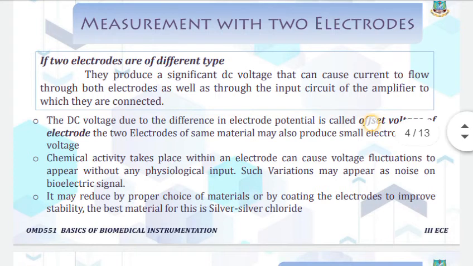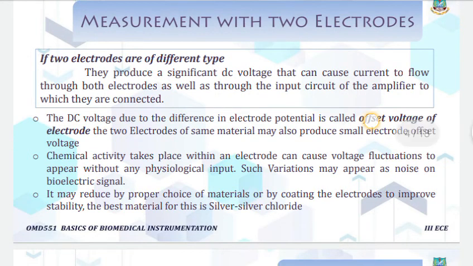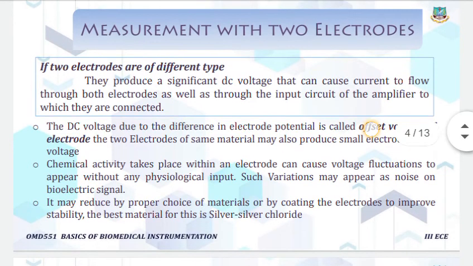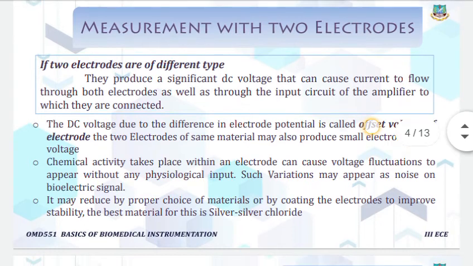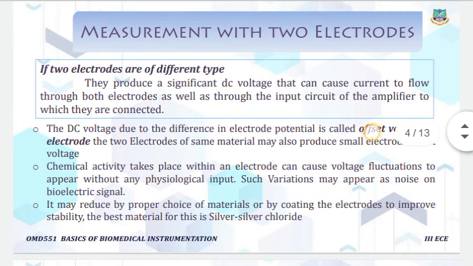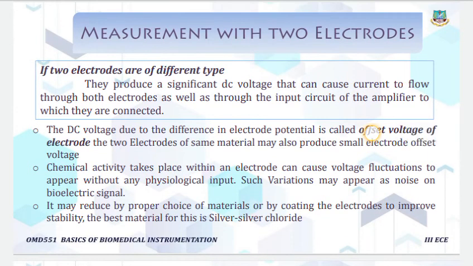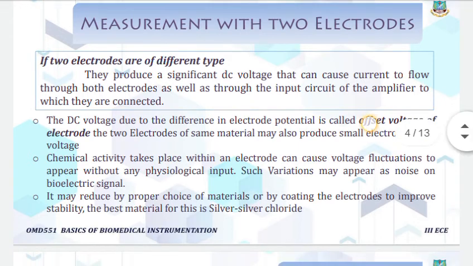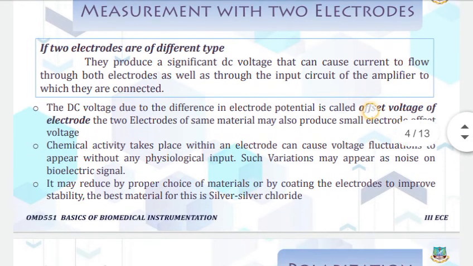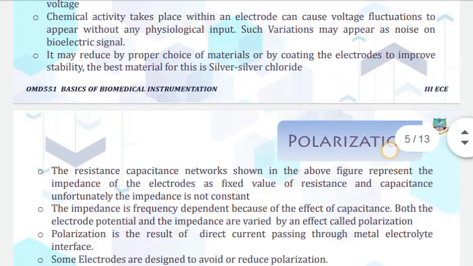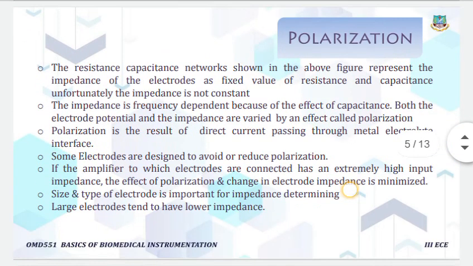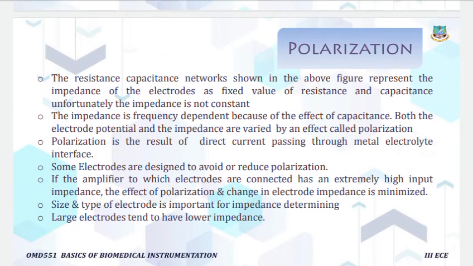This noise can be reduced by proper choice of the material or by coating the electrodes to improve the stability. The best material for this is silver to silver chloride, so this is mainly used for this purpose. Okay, next we are going to see a small topic under this, called polarization.